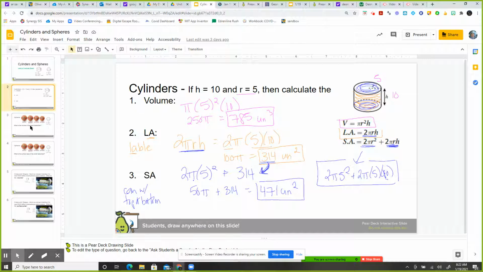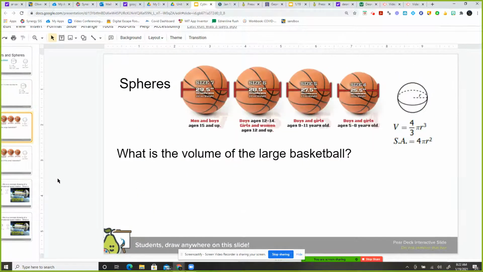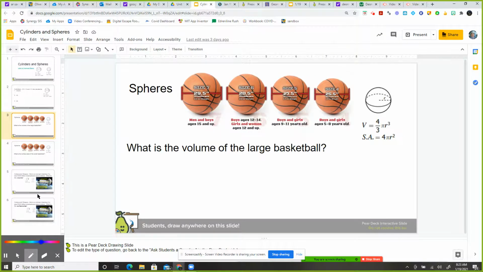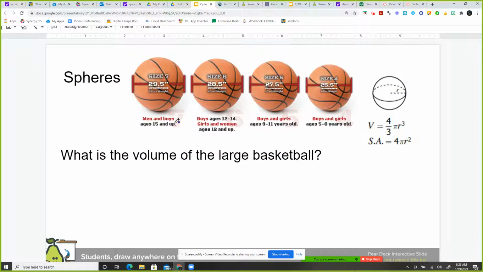All right, let's talk basketball. So there are 4 different size basketballs, right? And the NBA uses this one. I think the WNBA actually uses this one, right? So fun fact. We've got some fractions here. Don't let the fractions scare you with spheres, okay? What's the volume of the largest basketball? So if I want the volume of this largest basketball, I'm going to do 4/3 times pi times the radius cubed. Oh, we need to figure out the radius.